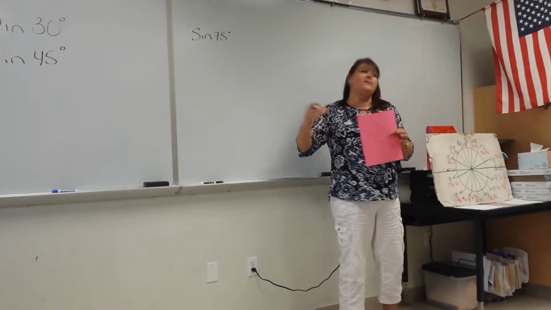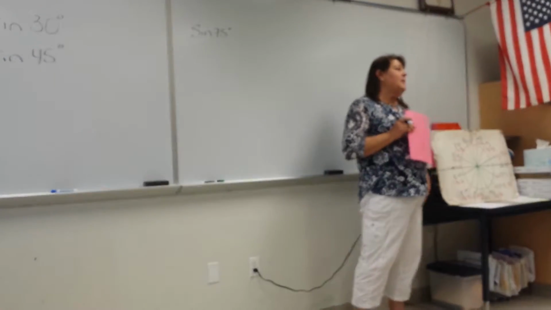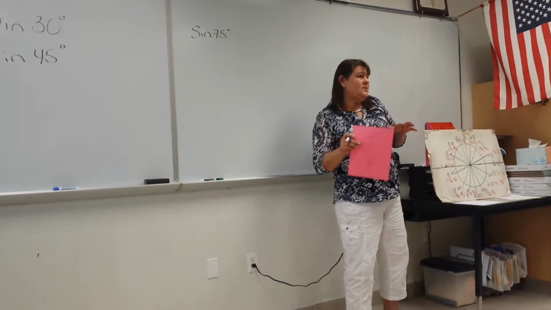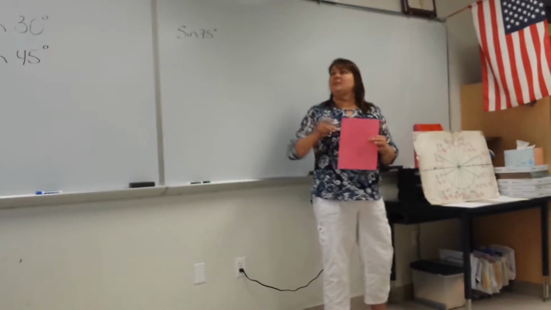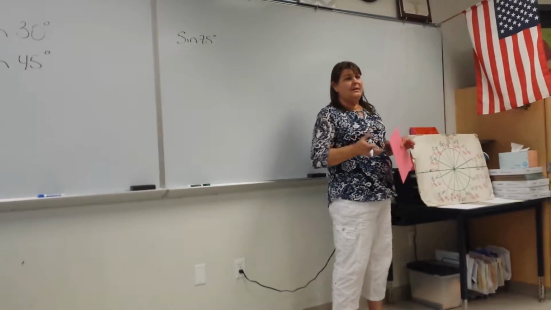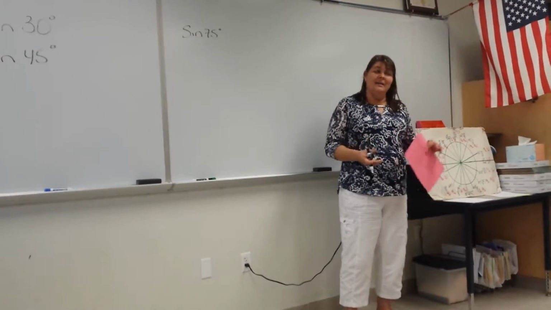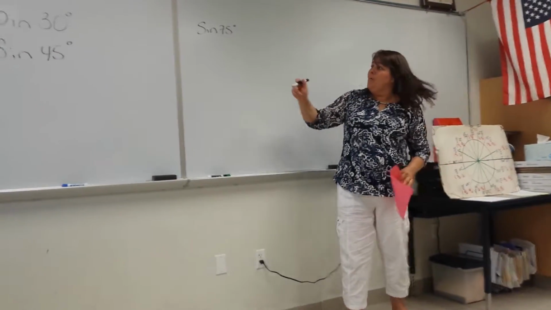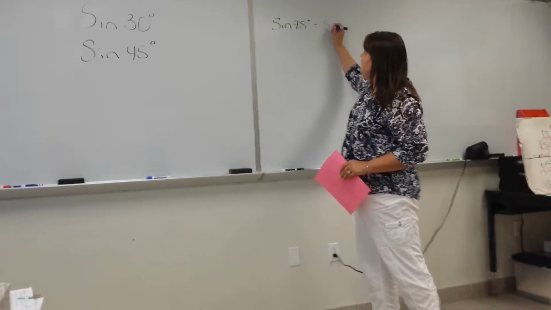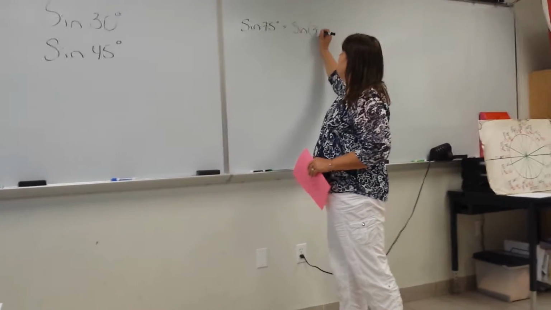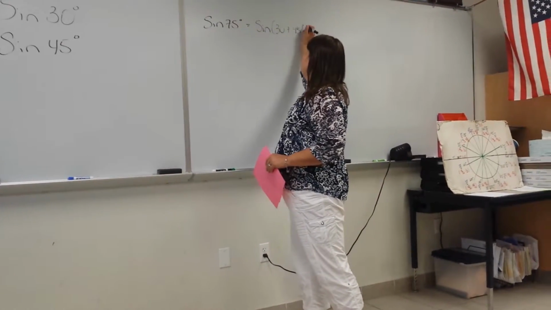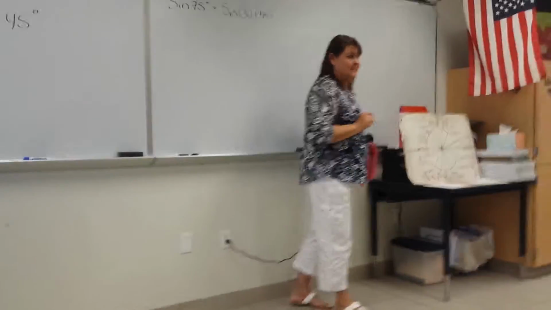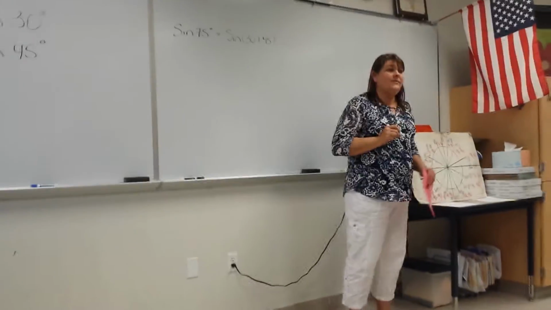You look at the number 75 and you say, can I make a combination of known unit circle values, adding two or subtracting two, that could give me this number 75? Yes, we can. What are they? 30 and 45, right? So we're going to rewrite this as the sine of 30 plus 45. Does it matter what order I put them in? No, it doesn't, as long as they add up to 75.